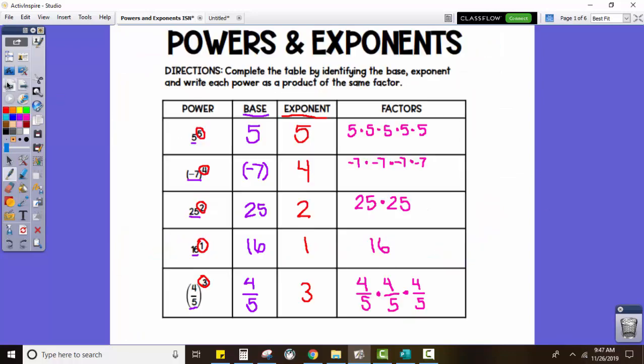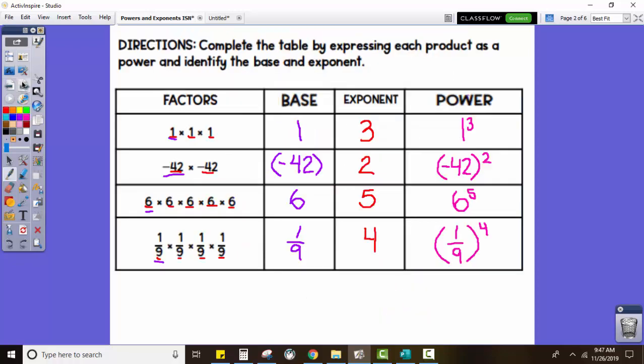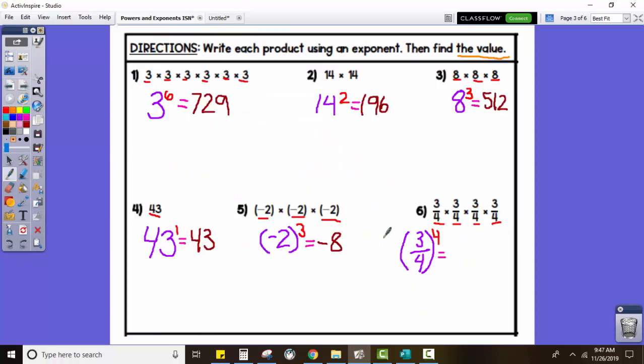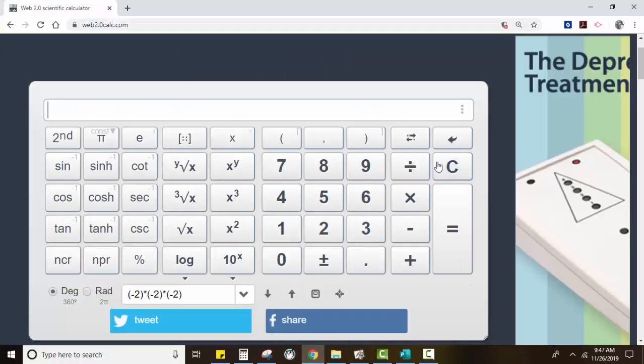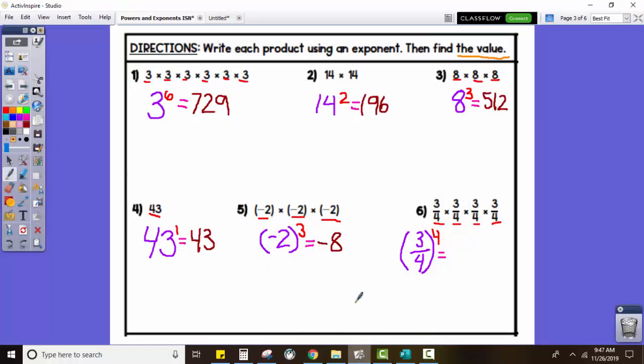Because if we look back here, in the factor form, I have 4 times 4 times 4, 5 times 5 times 5. When we multiply fractions, we go straight across the top and straight across the bottom. So on the top, I'm going to do 3 times 3 times 3 times 3. So we'll try that here. 3 times 3 times 3 times 3. I've got 1, 2, 3, 4 of them. So the numerator is going to equal 81.